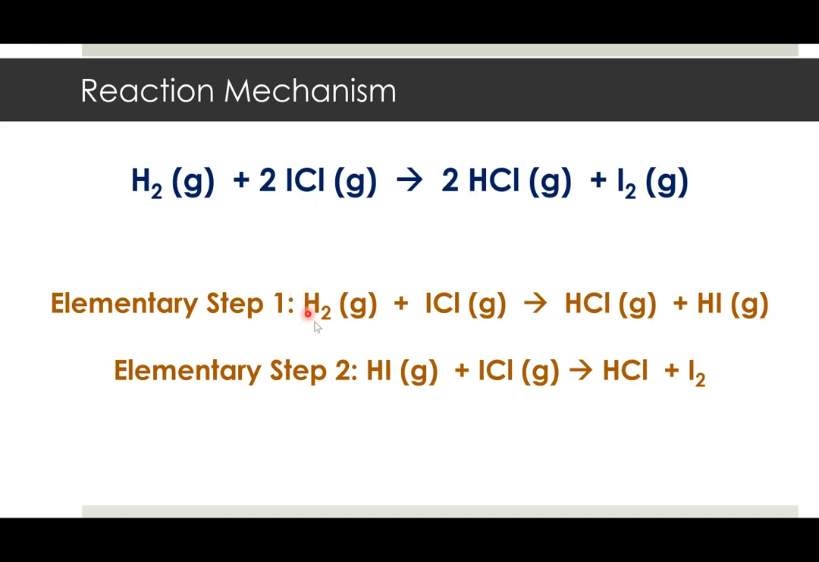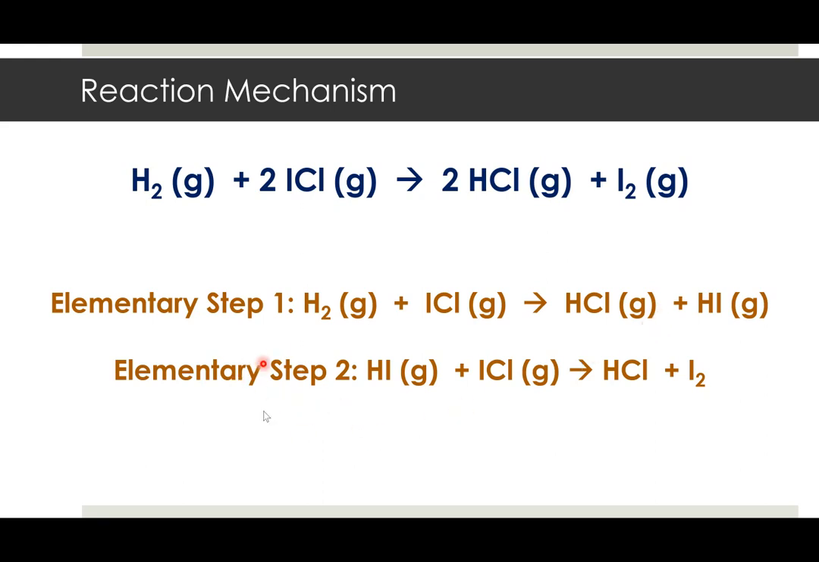So the reality is this happens in two separate steps. We call them elementary steps. So step one is that this hydrogen will react with one of these molecules of the ICl and will create hydrochloric acid and hydroiodic acid. Okay, so we're creating the hydrochloric acid, which is what we want in the end, but this hydroiodic acid is called an intermediate. Okay, it's not in the overall reaction.